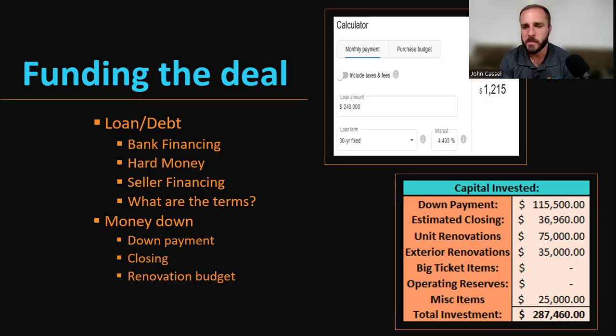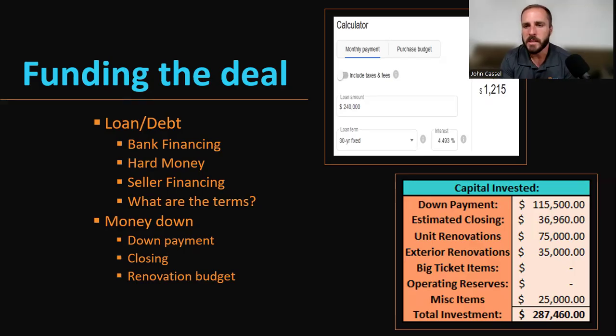What are the terms? Some of the key stuff is obviously interest rate. What do you pay in interest rate? How much money do you want down? What's the loan to value? Basically, if you have a 75% loan to value, that means you're putting 25% down. How long is the loan out? The longer, the lower the payment's going to be.